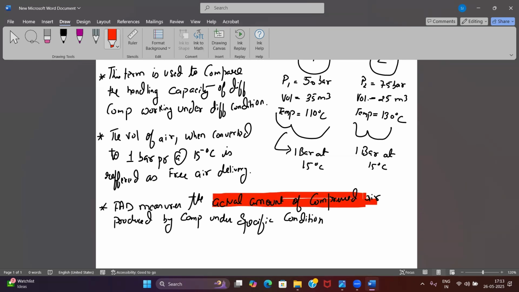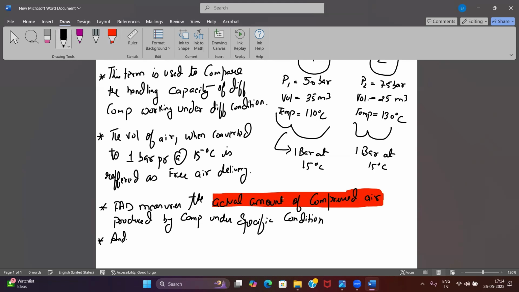Do you remember effective stroke in a compressor? Yes, sir. Effective stroke. So that is what they are mentioning here, the actual amount of compressed air. We will see later on about this thing also. Let me write it first.